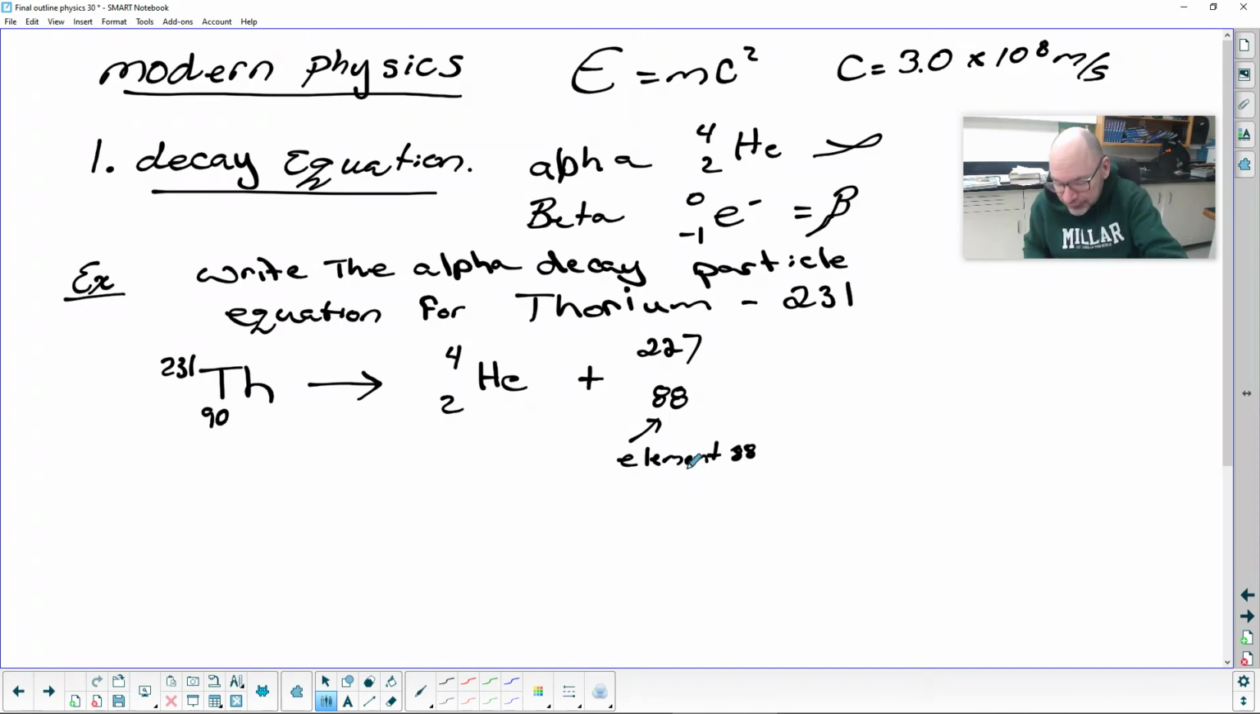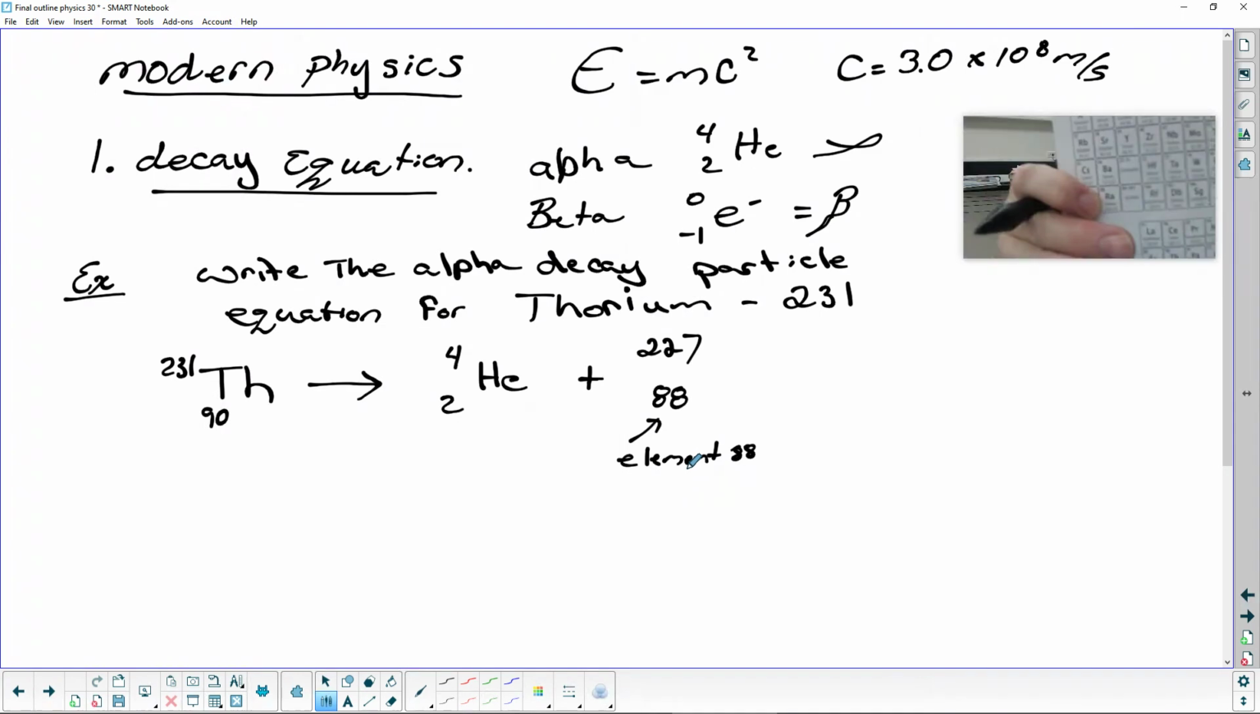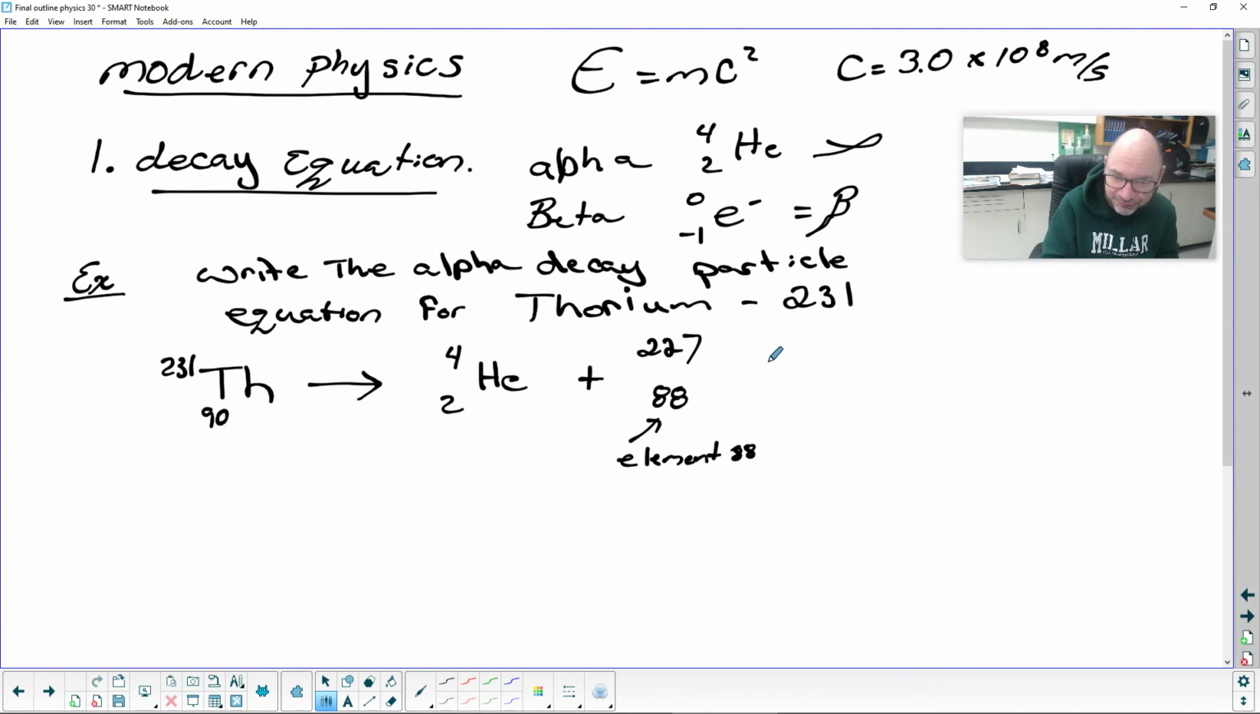Looking at the periodic table here, element 88 is radium, right in the corner of the bottom here, right there by my top finger. So that's how you do that one. Just put element radium.